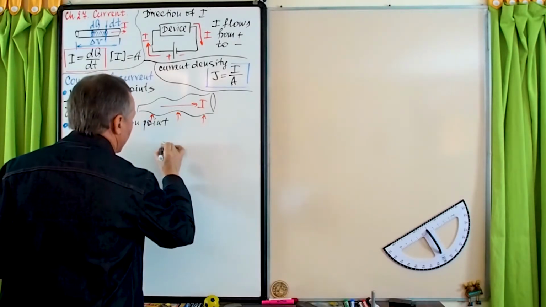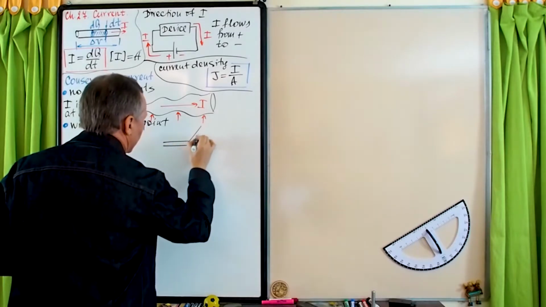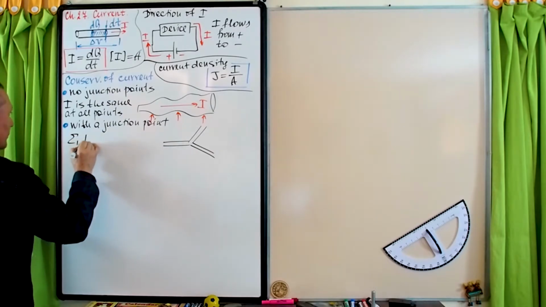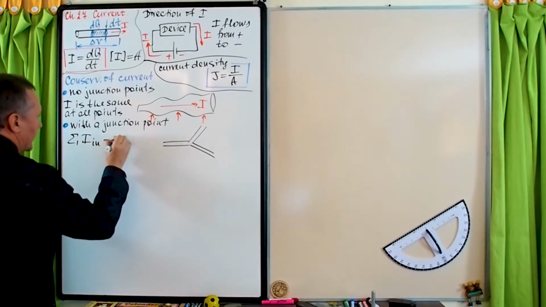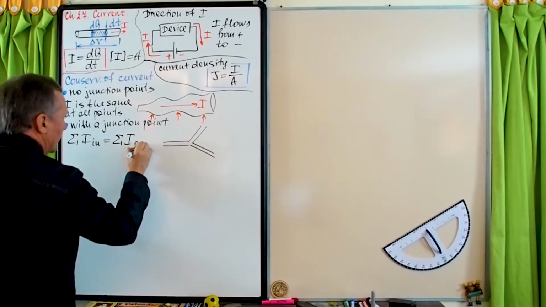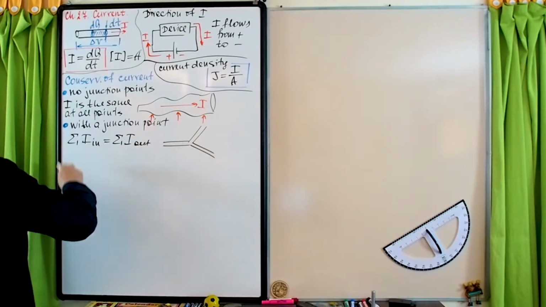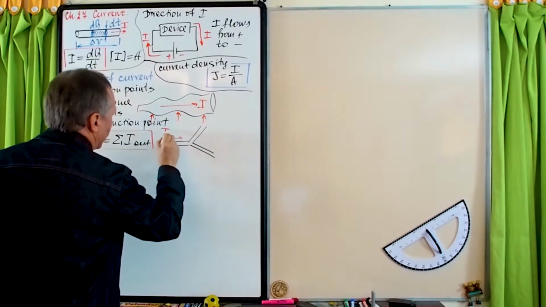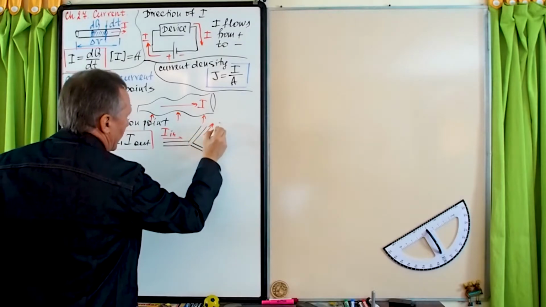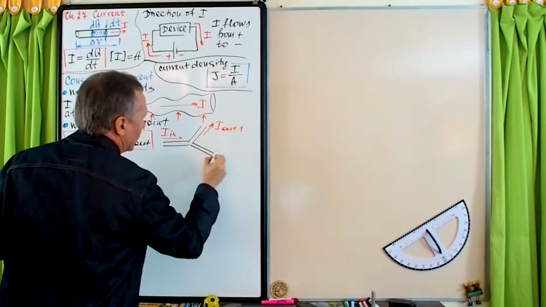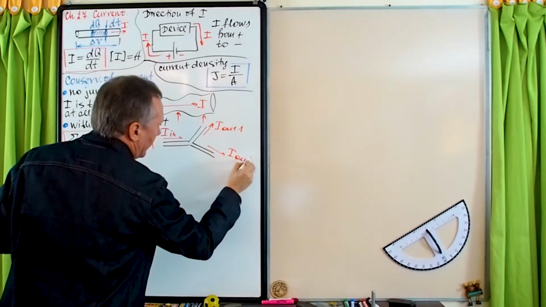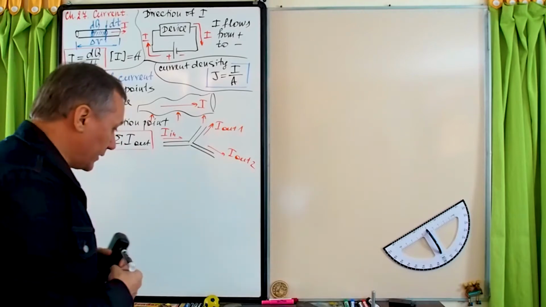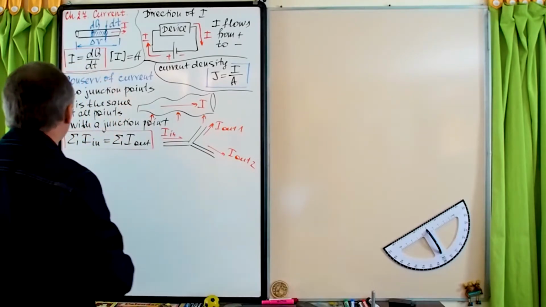Okay, let me draw it here. Let's say something like this. So the total amount of current in must be equal to the total amount of current out of the junction point. Right. So let's say it can be I in, this is I out 1, and this is I out 2. So this equals this plus that. Conservation of current in the presence of a junction point.